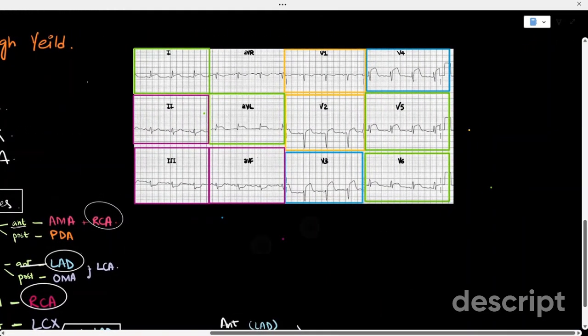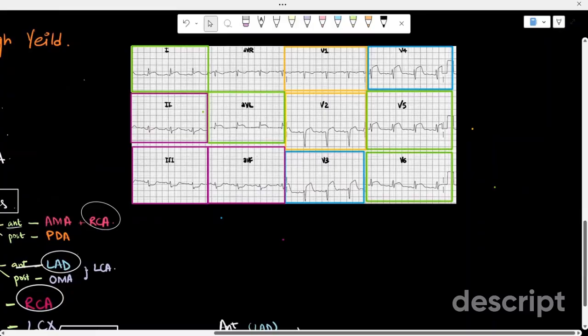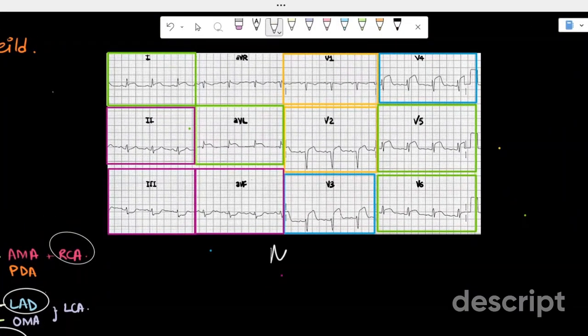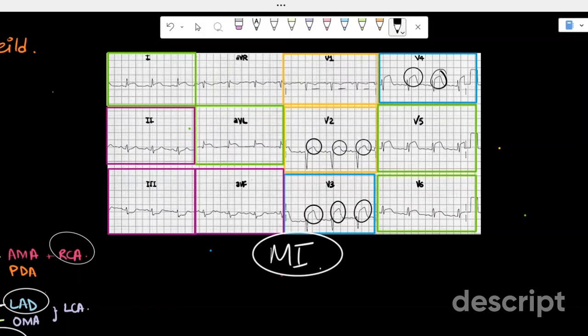Let's look at this ECG and try to pick up the abnormality over here. This is an ECG of MI. When we are trying to see MI, we try to look at the V leads first and then we'll go on to the other leads. So V1 shows no ST elevation. However, V2 shows ST elevation. V3 also shows ST elevation. V4 also shows ST elevation. V5 also shows ST elevation. And V6 also shows ST elevation.